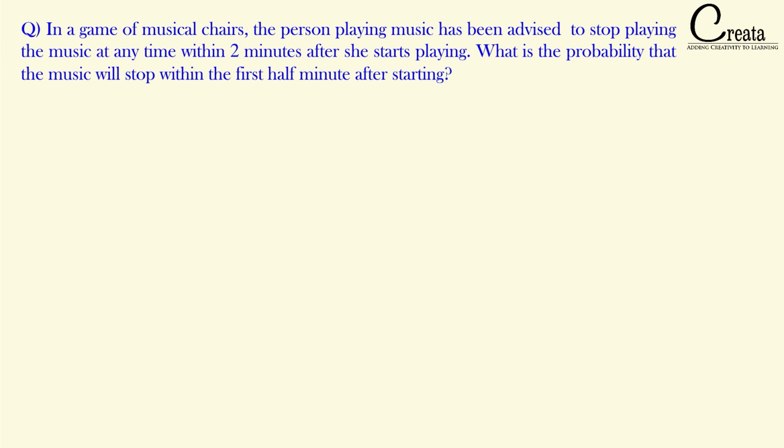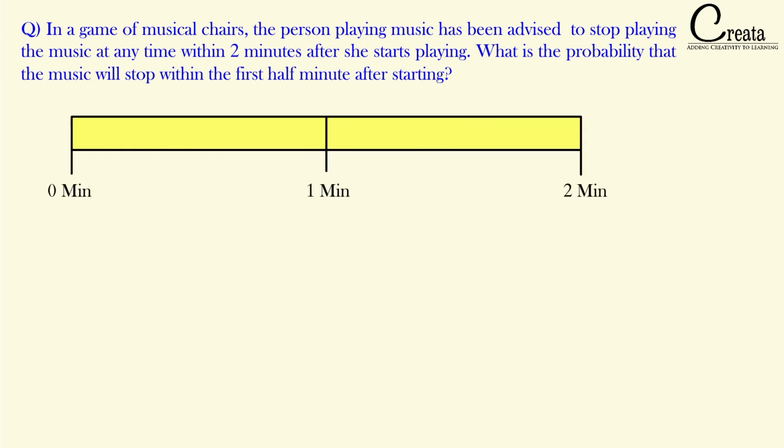Welcome back. Let's approach this question. Firstly, let's visualize the question. A musical chair game has been organized and a person is playing the music and has been advised to stop the music within 2 minutes of the playing. So that person is having a total zone of 2 minutes. So here is the 2 minute zone. Within these 2 minutes, the person has to stop playing the music so that the game can be further continued.